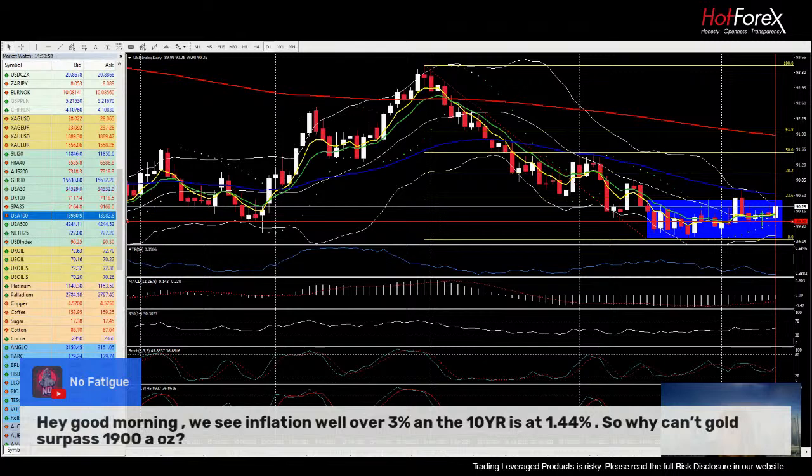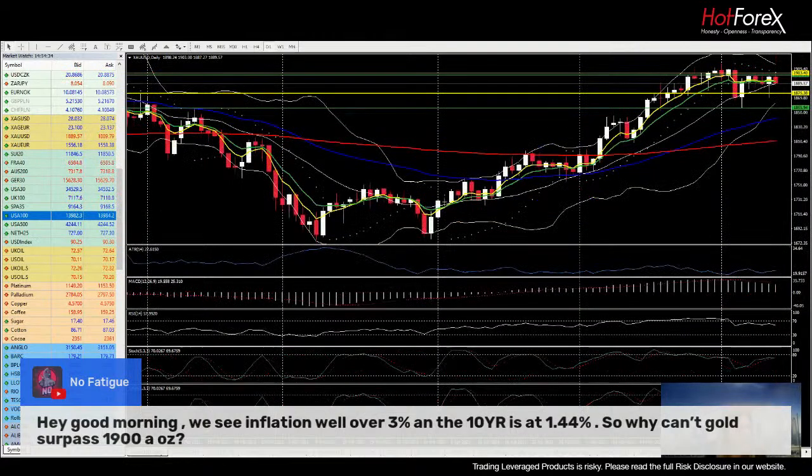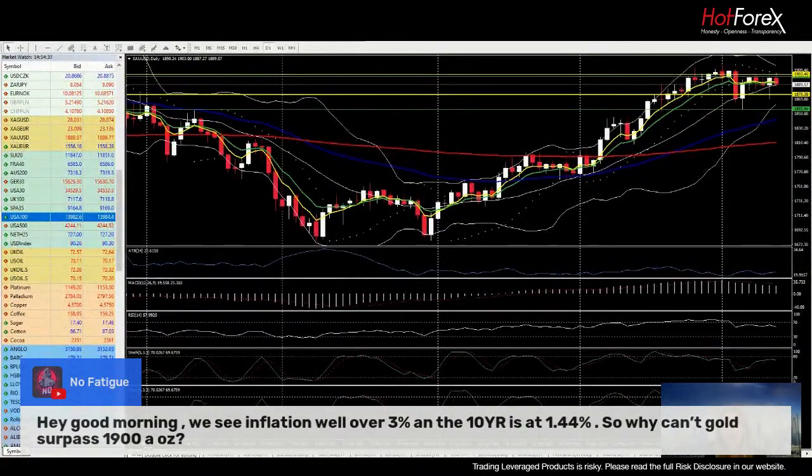So Fadik is asking, good morning. We see inflation well above 3%. Actually, it's back to 5%. That was the biggest jump in nearly 13 years. But as Fadik is saying, we have seen treasuries drifting lower, but we haven't seen gold actually reacting. So let me show you gold as well, and that's indeed true.